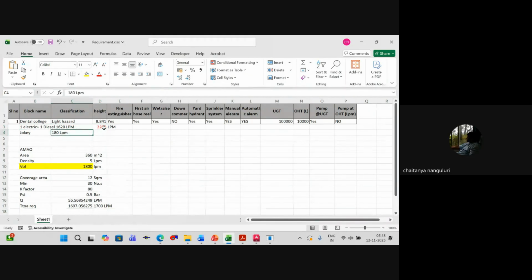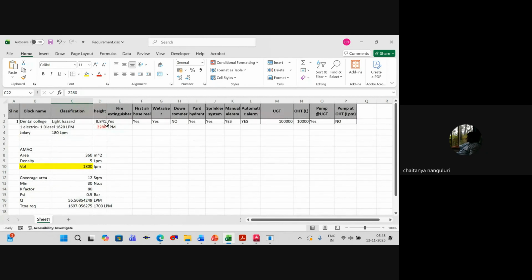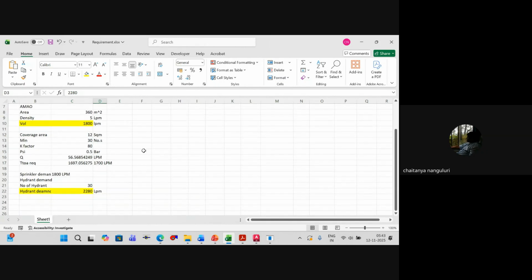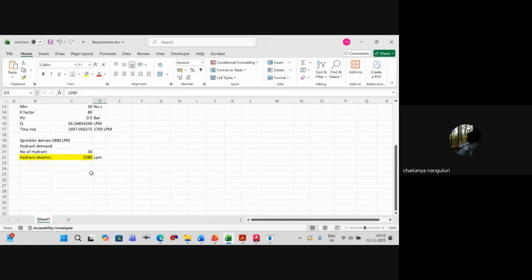So now what we'll do is have a discussion. Here the volume is 1800 and this one is 2280. So obviously our total value will be 2280 LPM, which is what we have to select as per the pump requirement. You agree? Yes, sir. Okay, this is because of the hydrant demand that we have got.